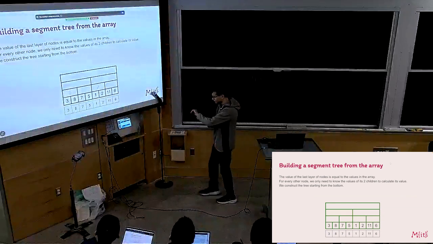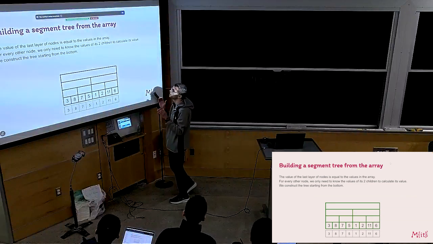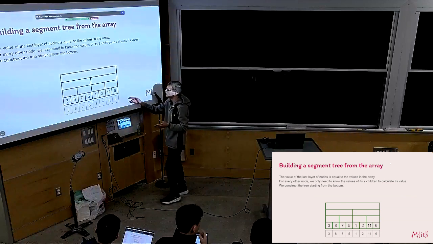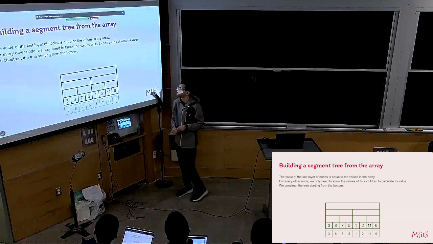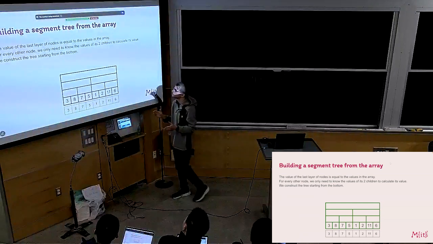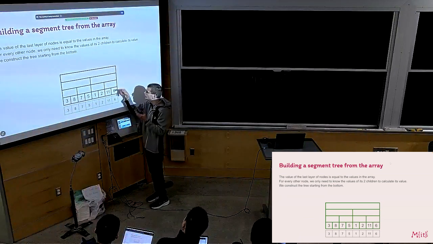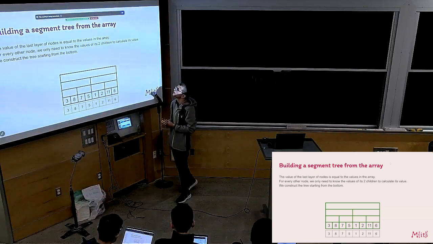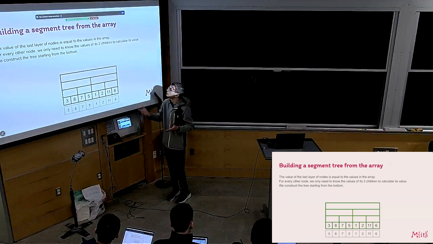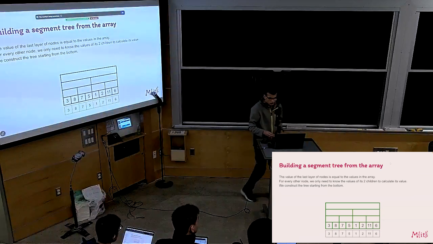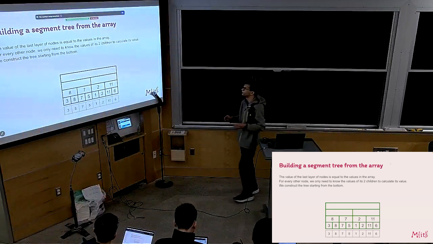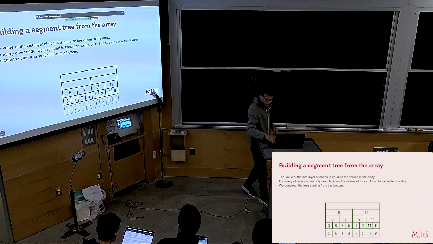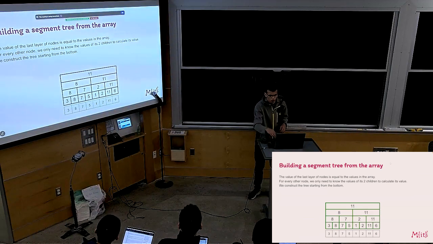So let's start with how to build the segment tree from the array. Let's say you're just given the array and you want to initially construct the segment tree. The way you do that is first you copy the array into the last layer of the segment tree, because everything here represents a subarray of length 1, which is just a single value. And then once you have all of those values, you can compute the layer above it, and once you have all of those values, you can compute the layer above it, and so on.